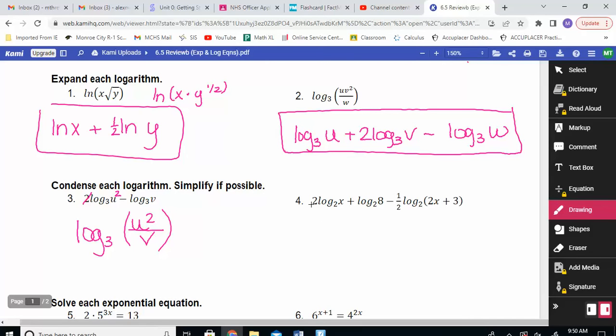So this one, the 2 log base 2 of x, so that 2 would be a square. So we have log base 2 x squared plus log base 2 of 8, so we need to multiply by 8. I'm just going to write it as 8x squared, but you could put x squared times 8, that's fine. Minus, so that means subtract, or divide. That 1/2 would turn into an exponent, so 2x plus 3, all to the 1/2 power. Are those okay?